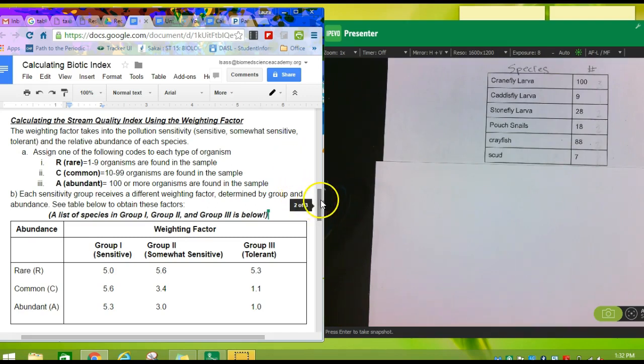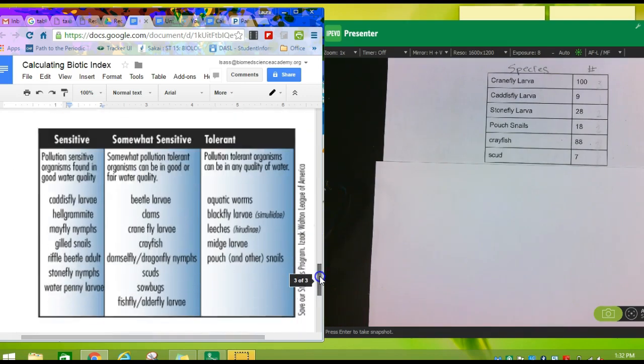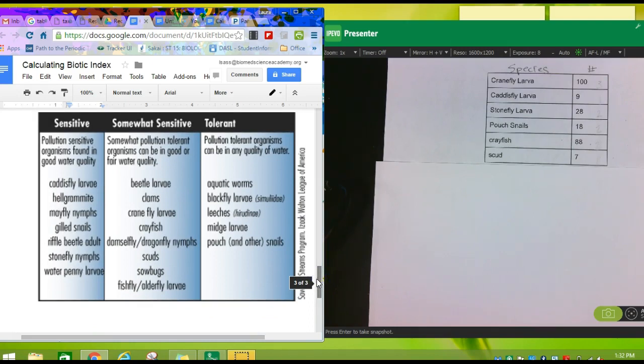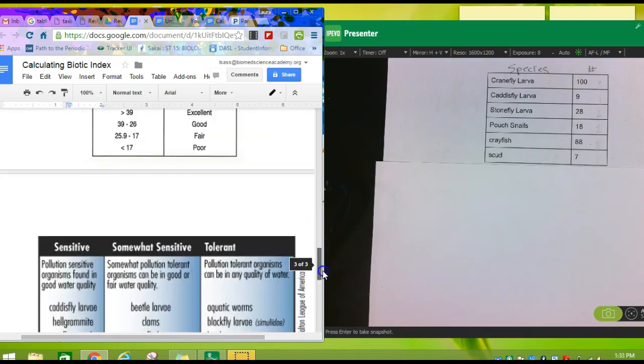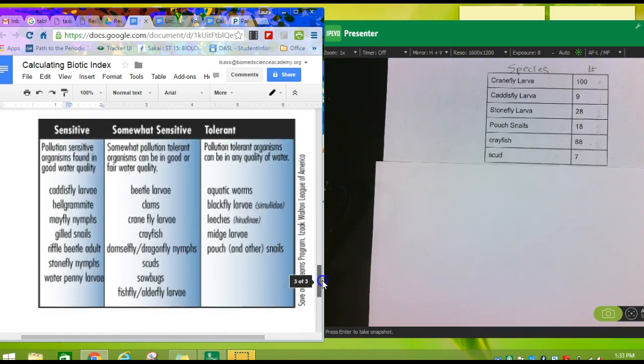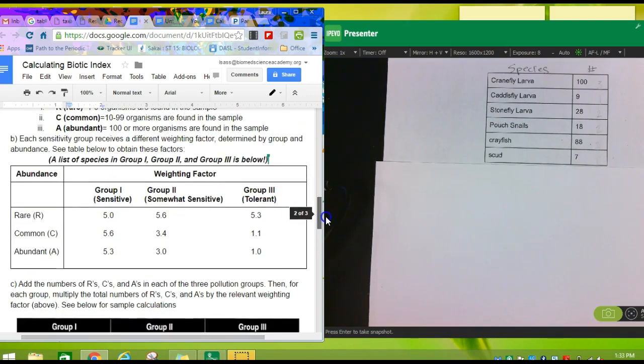And so what I have is species are already categorized into what category they fall in. So this is at the bottom of that document. It tells us that these species are sensitive to pollution, these are somewhat sensitive, and that these are tolerant, that they can be in any quality of water. We could find them in good quality, we could find them in bad quality. So you have this available to you, so you're not expected to know where they fall. But what we want to do then is work through a practice problem using this weighting factor as our way of calculations.